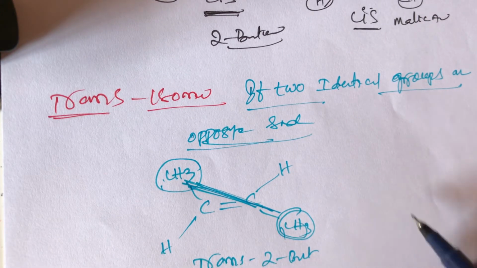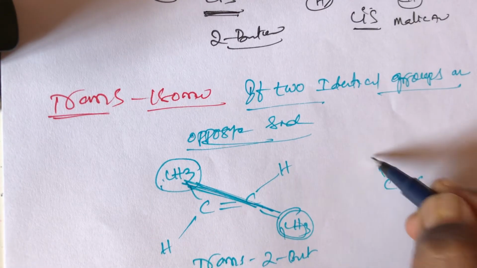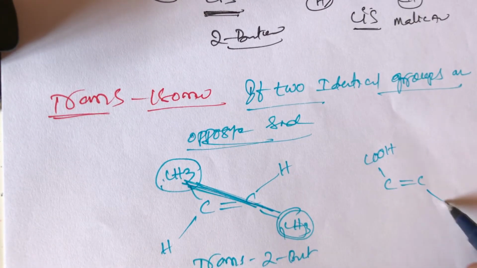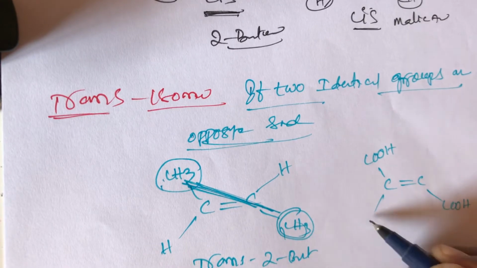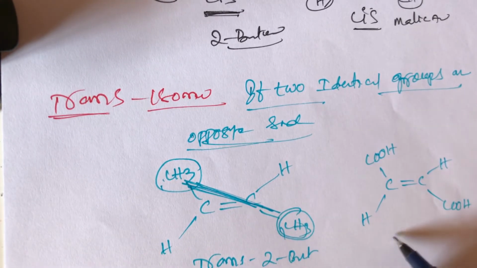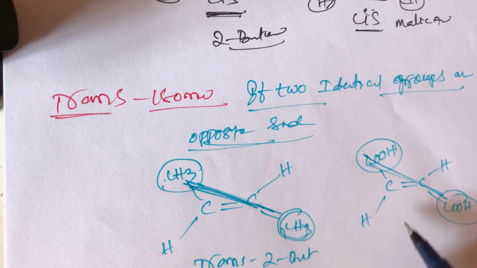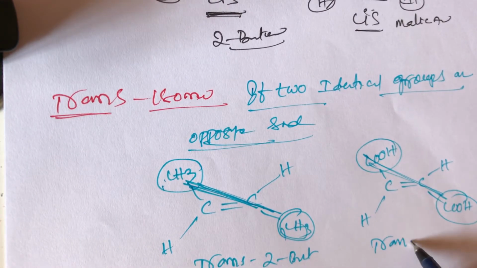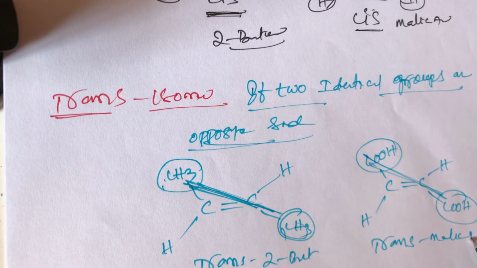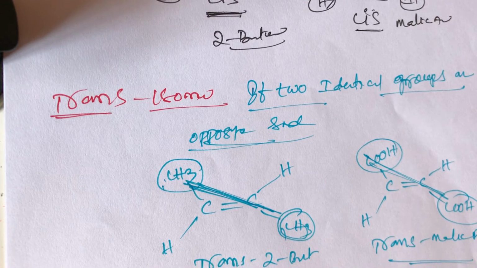Now take one more example: COOH, H. Here two carboxylic groups, two COOH groups are present on the opposite side, that is also trans maleic acid. These are the examples of differences between cis and trans isomers.